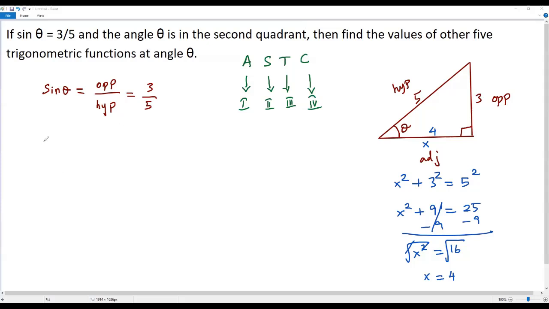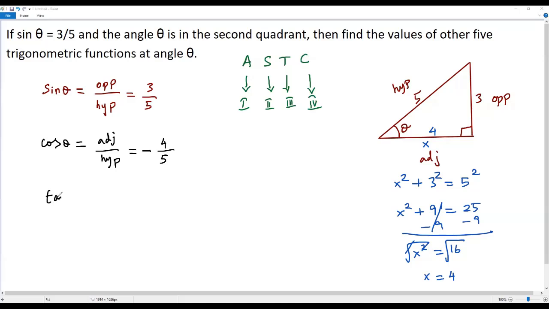First let me find cosine theta. The formula for cosine theta is adjacent over hypotenuse. Here the length of the adjacent side is 4 and the length of the hypotenuse is 5. But the question says theta is in the second quadrant, and in the second quadrant only sine and its reciprocal cosecant are positive. So the rest are negative. So cosine also must be negative in the second quadrant. So for this value 4 over 5, we have to take negative 4 over 5.